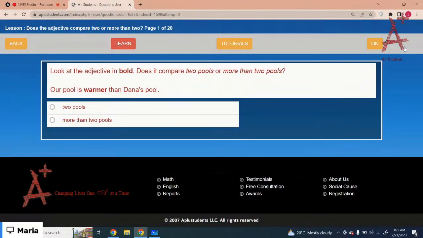It is ending with er. Got it? Warmer. So er is the comparison between two persons, places, or things. Got it? Whenever you have an er with an adjective, that means that is a comparison between two persons, places, or things. So that would be the comparison between two pools. Got it? So the correct option is two pools.